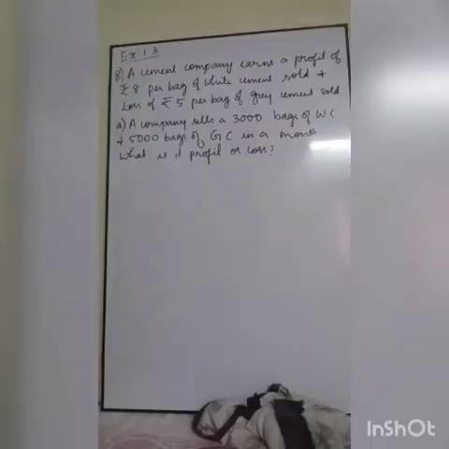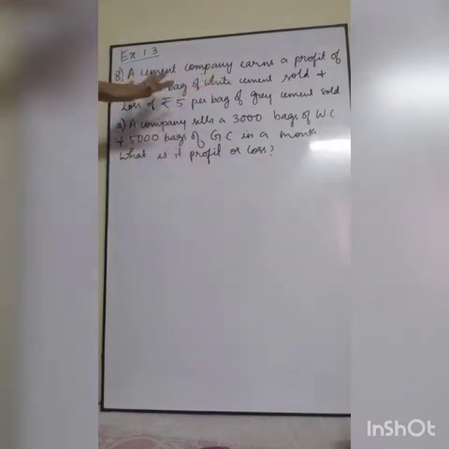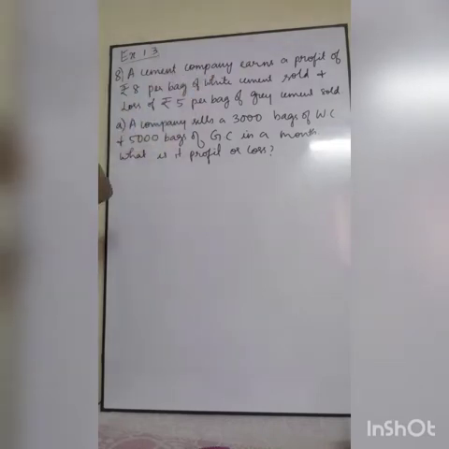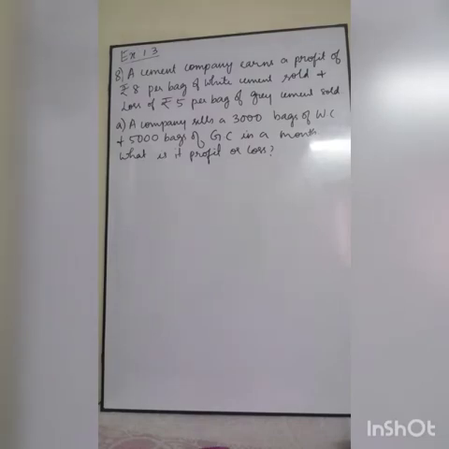Okay children, the next question is your 8th question. Listen. A cement company earns a profit of rupees 8 per bag of white cement. So if they are selling white cement, they will get rupees 8 for each bag. Next, they will get a loss of rupees 5 for grey bags. So actually when they are selling a white bag, they will get a profit of rupees 8, and when they are selling a grey bag, they are going to get a loss of rupees 5. Now you got it clear.